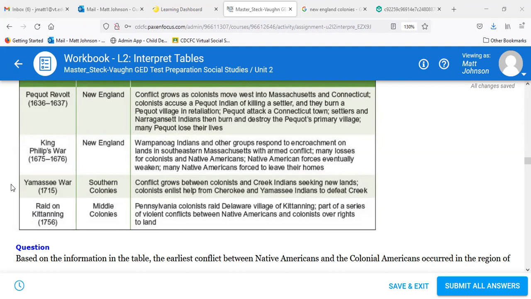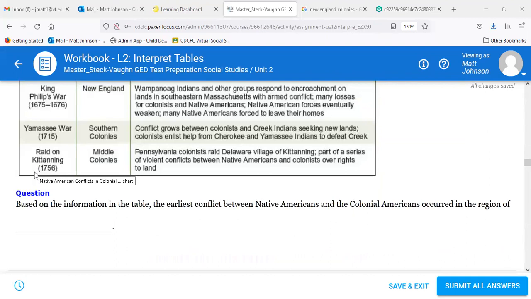The Yamasee War in 1715, our next row, occurred in the southern colonies. This was conflict growing between colonists and Creek Indians seeking new lands. Colonists enlist help from Cherokee and Yamasee Indians to defeat the Creek Indians. So again, pitting Native American tribes against each other. And then the raid on Kittanning in the middle colonies. Pennsylvania colonists raid the Delaware village of Kittanning, part of a series of violent conflicts between Native Americans and colonists over rights to land.